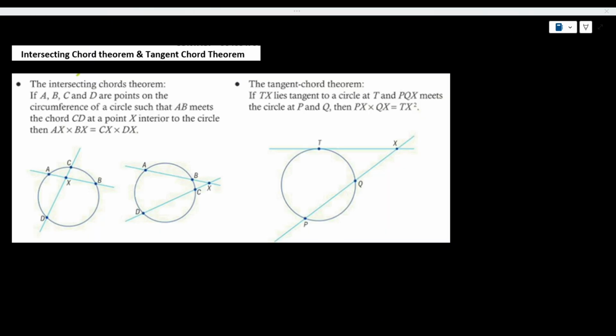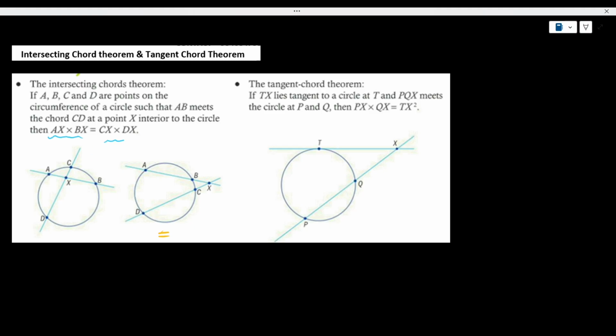Now, other than your 9 theorems, this is called the intersecting chord theorem. This is also equally important. What does it say here? If you see the two intersecting chord theorem, this is also another chord theorem that you will see in some of the questions. It says that, in the intersecting chord theorem, A, B, C, D are the 4 points, right? So chords AB and CD are intersecting at X internally, and in this figure AB and CD intersect externally, right?